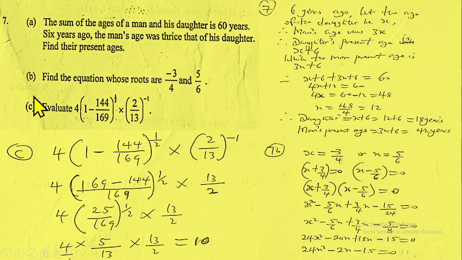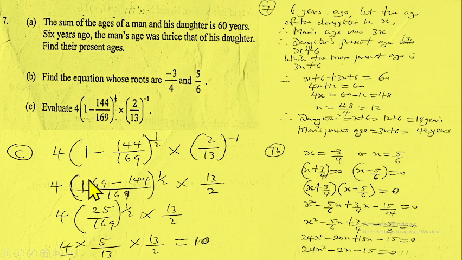Question number 7c is from indices, simplification of indices. So we have to simplify this. You are having 4 into bracket 1 minus 144 over 169 raised to power half, which is talking about the square root of everything inside the bracket, multiplied by the inverse of 2 over 13. So what do you do? You need to work on the bracket according to BODMAS. You find the LCM of this, which is 169.